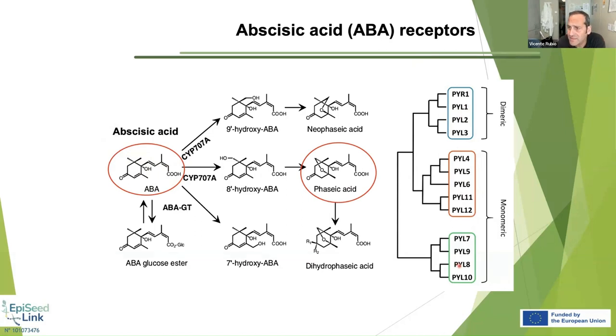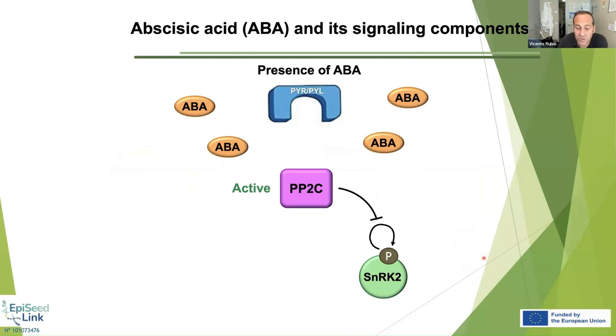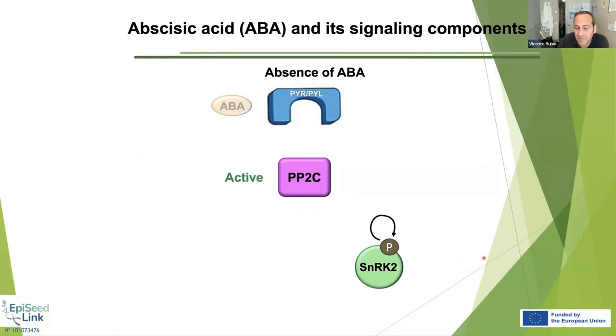But different studies have shown that there are specificities in the function of some of them. Particularly PYL8 looks to play a major role in Arabidopsis in perceiving ABA and triggering ABA responses. I will just pass over this, because it has been shown by David, just to indicate that in the presence of ABA, ABA is going to be recognized by the PYR/PYL receptors. In the absence of ABA, the SnRK2 kinases are inactive, and they are going to trigger phosphorylation of downstream targets like transcription factors. ABF was mentioned this morning, but also ion channels as well.